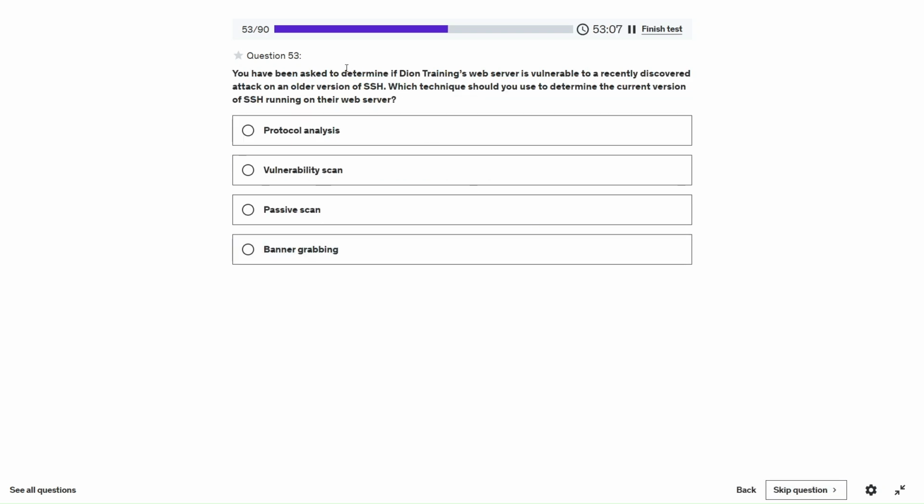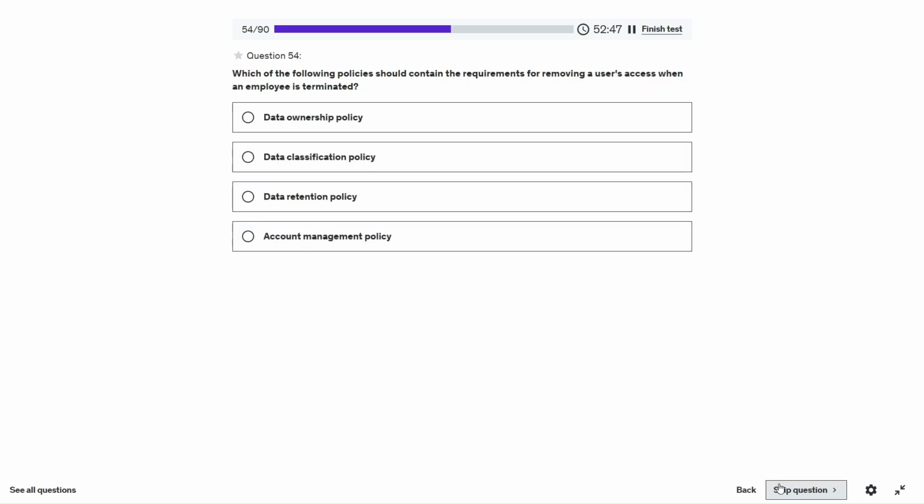You have been asked to determine if DION Training's web server is vulnerable to a recently discovered attack of an older version. Whenever you need to check the older version or compare the version, which technique should be used to determine the current version? You always need to go for banner grabbing. Banner grabbing is the technique used to check the version.